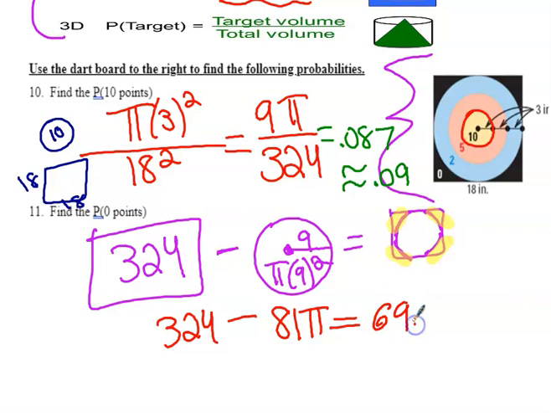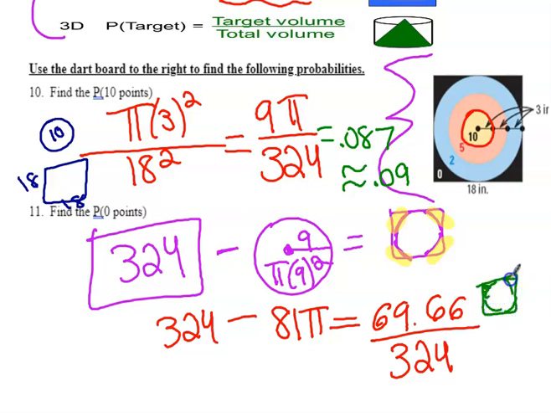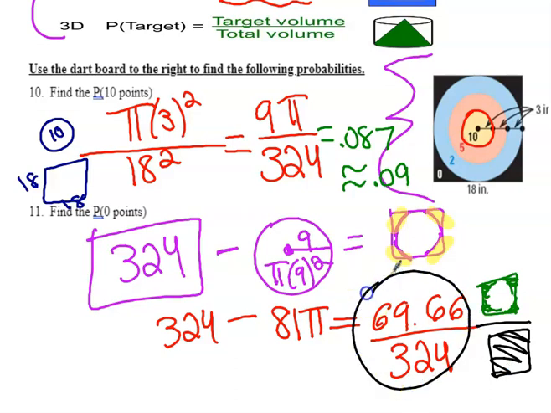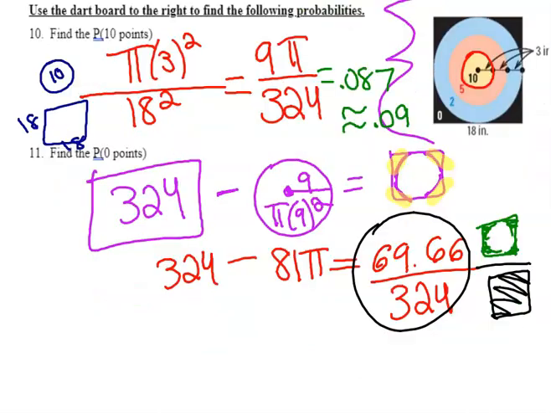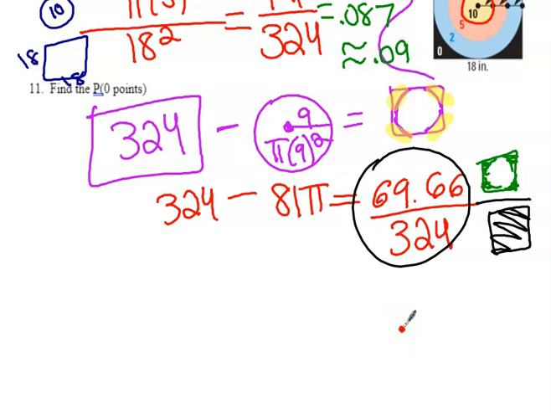That's 69.66 over, and then what is the probability again of the entire thing? So it's asking you what's the probability of getting just this little section right here over the total area of the whole dart area. Okay, so 69.66 divided by 324. And that likelihood is actually more than getting 10 points. So that is 0.215, which is roughly 0.22. All right? All right, thanks.